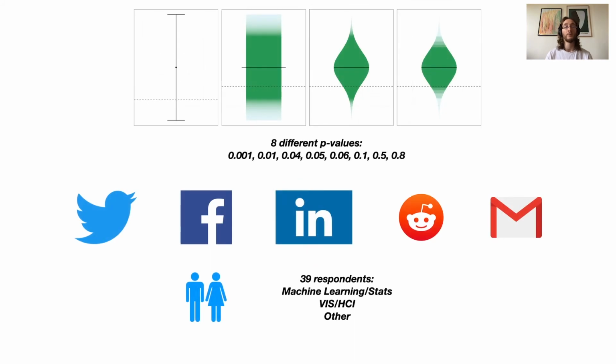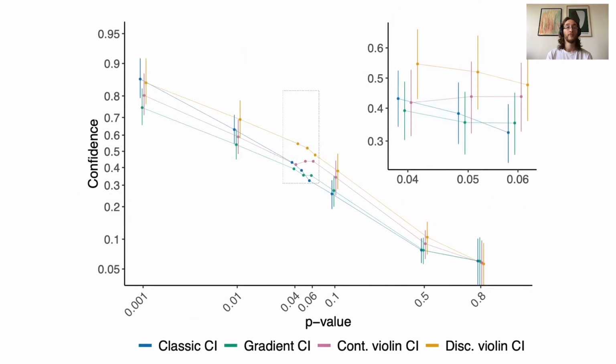So we ran a second experiment, this time with 39 respondents. We again grouped them in different categories: machine learning and stats, Viz and HCI, and other. We also removed the textual p-value condition, in this case for a more discrete version of the violin plot. And here are our results again.